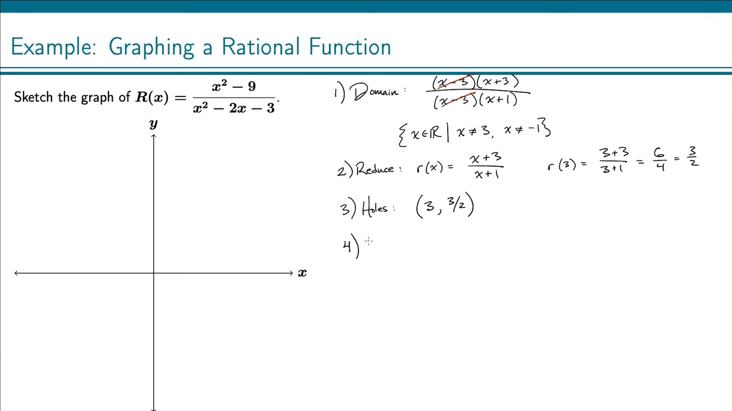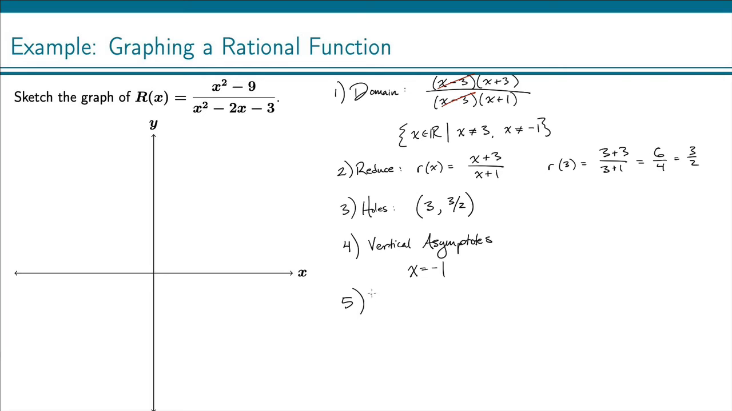Next, we want vertical asymptotes. For vertical asymptotes, all we need to do is look at the zeros of the denominator of the reduced form. So again, looking at the reduced form, the denominator has a zero at x equals negative 1. So that is our vertical asymptote.